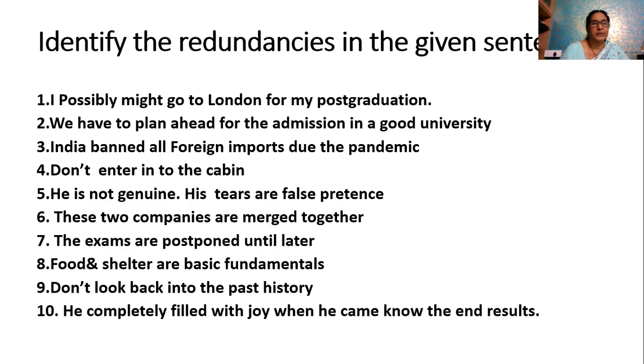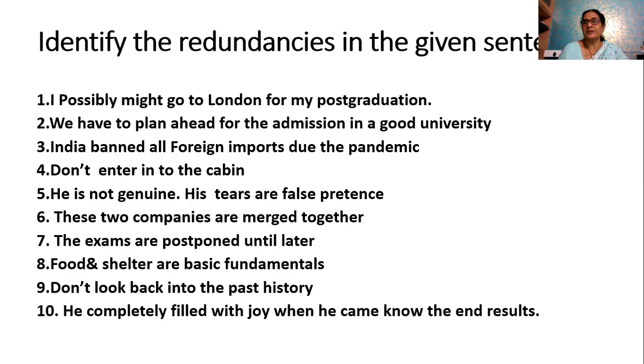Food and shelter are basic fundamentals. Food and shelter are connected by and, so we can use are here. But basic and fundamentals mean the same. Food and shelter are the fundamentals for man. The fundamental or basic needs of man are food, shelter and clothing, so we have to remember these things. Food and shelter are fundamentals, or basics. Don't look back into the past history. Looking back itself is past only. So don't look back is enough. Into the past history is not required.